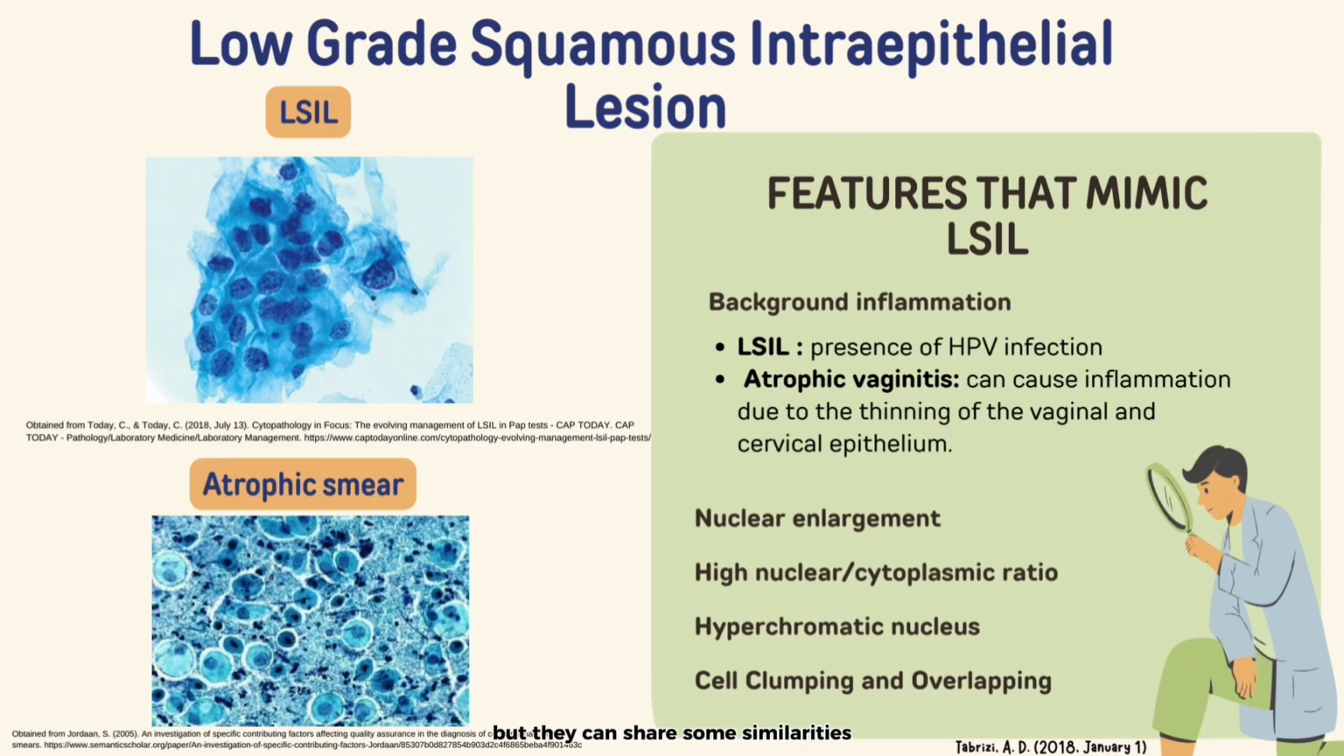There are some features that atrophic can mimic LSIL, such as 1. Background inflammation.